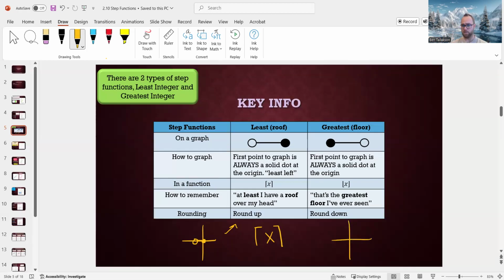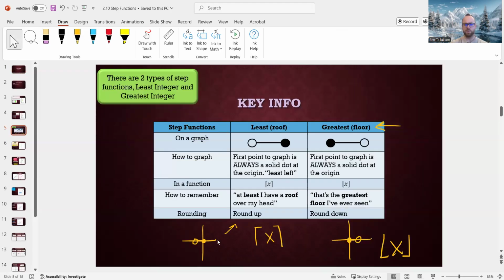Again, similarity: the first point you always graph is a solid dot at the origin. And from there, if least is left, then greatest, also known as floor, is right. And you guessed it, it's floor because you see those little inward lines at the floor, at the bottom. This saying: that's the greatest floor I've ever seen. Silly quote, I know, but if it helps you, use it. Okay, and like I said, we are rounding down there.